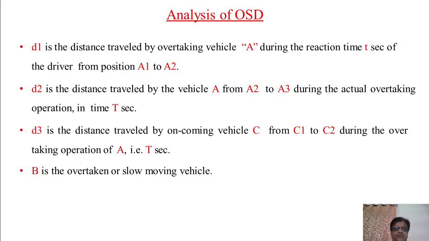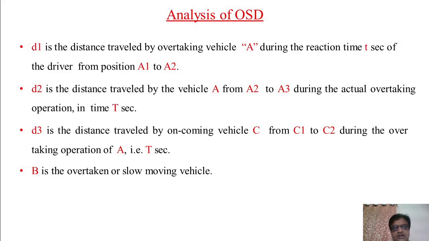So, analysis. Let d1 be the distance traveled by the overtaking vehicle, that is, the fast moving vehicle A, during the reaction time t seconds of the driver, from position A1 to A2. So it will be traveling from position A1 to A2 during the reaction time of t seconds. d2 is the distance traveled by the vehicle A from A2 to A3 during the actual overtaking operation, which is called capital T seconds.